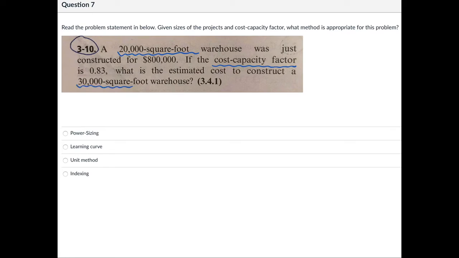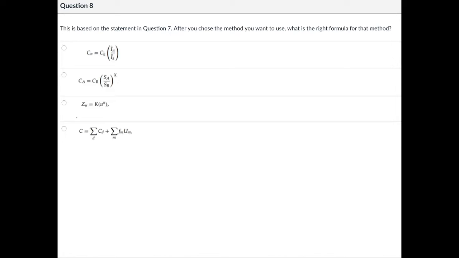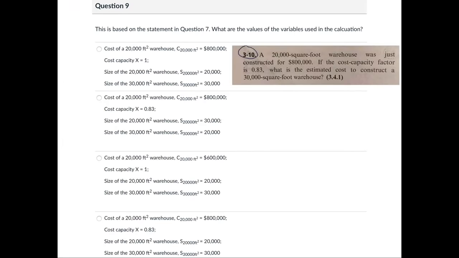This is another size. Okay, so sounds like it is a power sizing method problem, because you're estimating a bigger size based on the cost of a smaller size of similar project, similar warehouse. Okay, so the method is gonna be power sizing. And what is the equation of power sizing? That's very straightforward. This is the equation, okay?